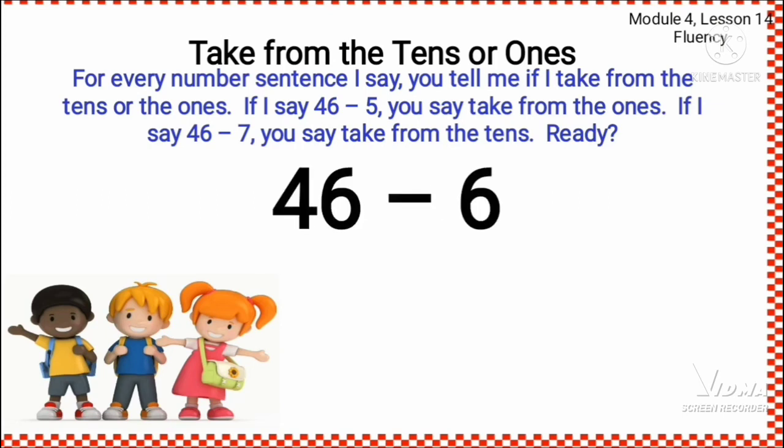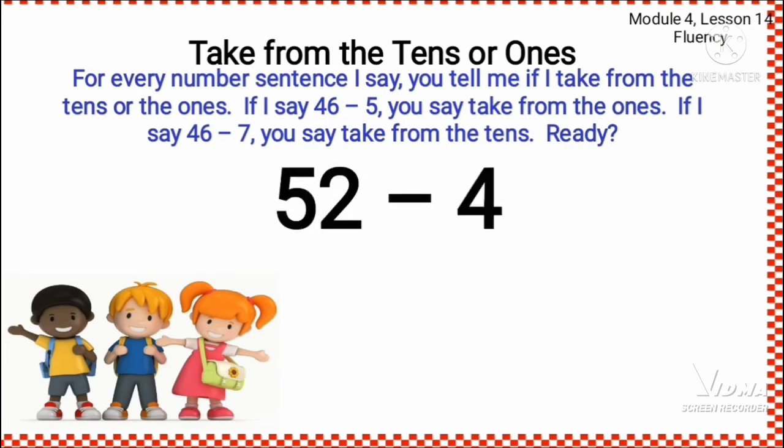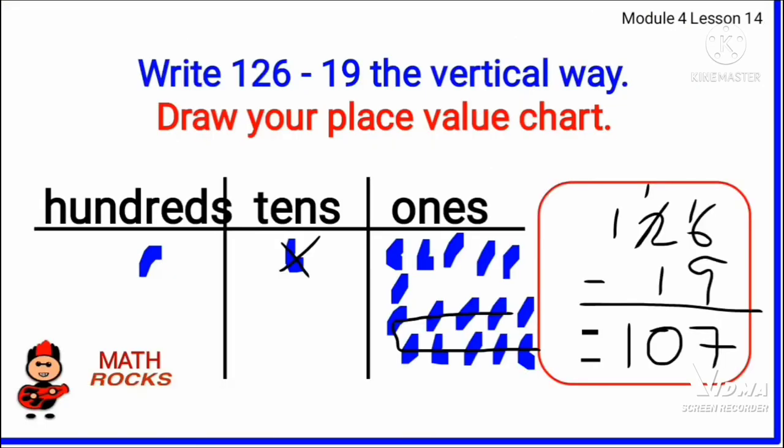Just say take from the ones or take from the tens. What should I take from? Tens. What should I take from? The ones. What should I take from? The ones. Take from the tens.